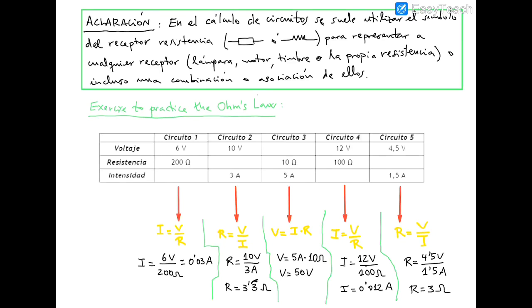Here you have a table where we have the electrical magnitudes for different circuits, and we have to use the Ohm's law to calculate the unknown magnitude. So in the circuit 1, the unknown magnitude is current intensity. So I have to use this expression of the Ohm's law.